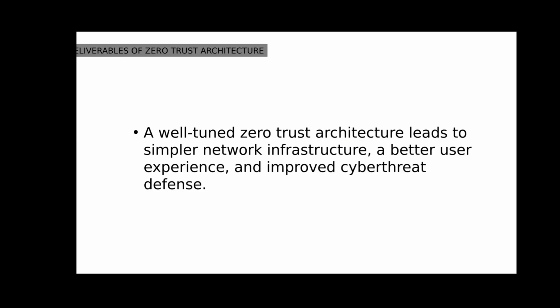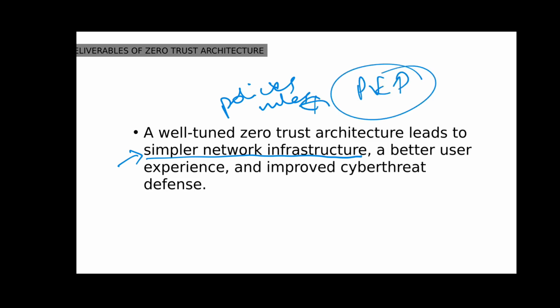Three main deliveries of a zero trust architecture. It's a simpler network infrastructure because it's an intelligent network infrastructure that makes decisions by itself. You don't need to be troubling yourself, you just define policies and rules, and then the policy enforcement point will just implement these policies dynamically. It also gives a better user experience. Users will just connect. It supports single sign-on. It provides a centralized point where checks are done on whether a user has access or does not have access to a resource.